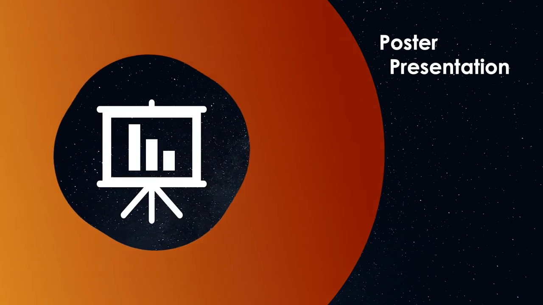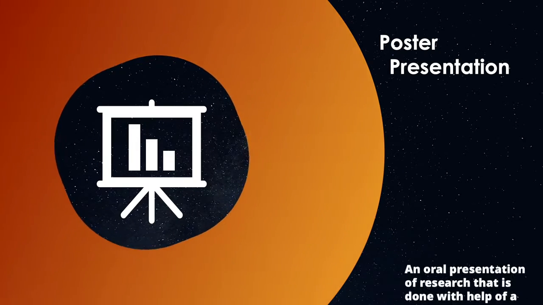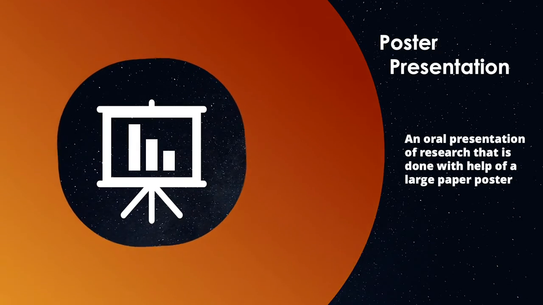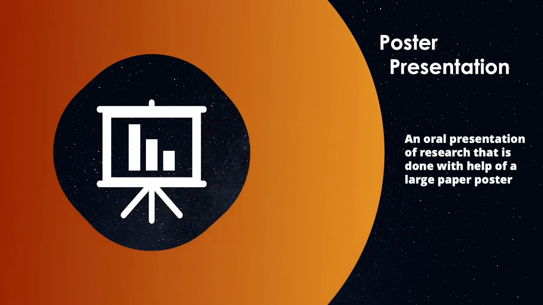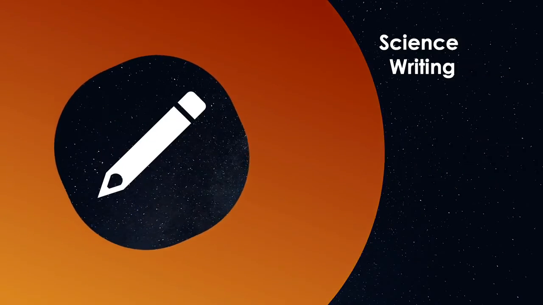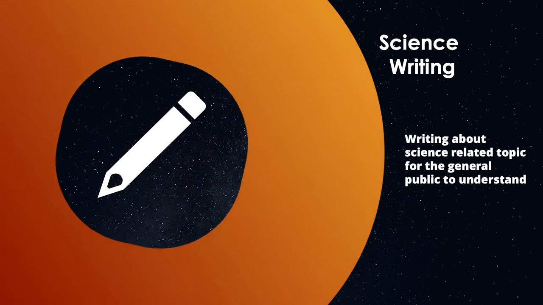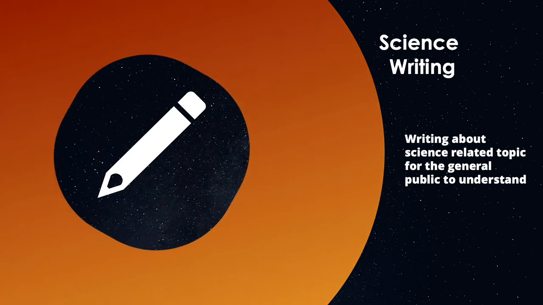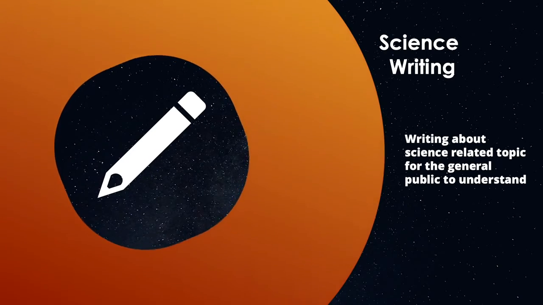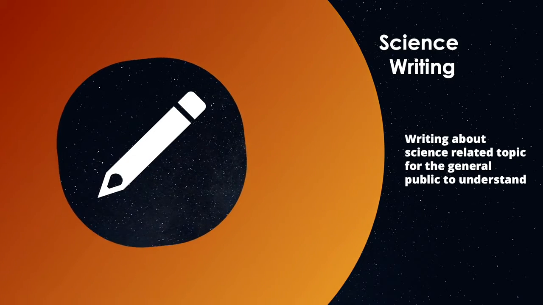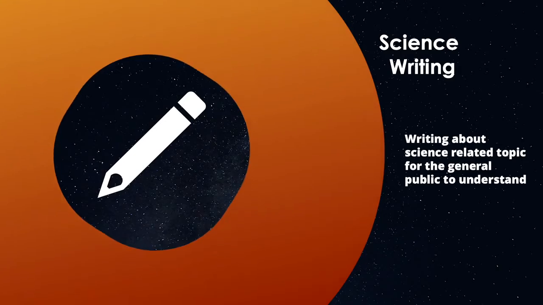The next type of scientific writing is a poster presentation, which is essentially an oral presentation of research that is done with the help of a large paper poster. Finally, we have science writing, which is writing about a science-related topic for the general public to understand. Science writers research, write, and edit scientific news, articles, and features for business or scientific and technical journals and the general media.